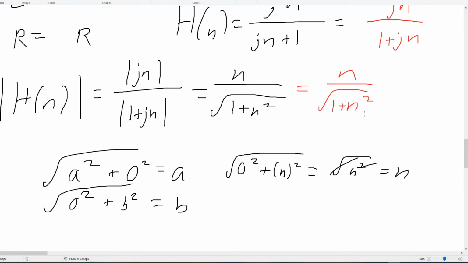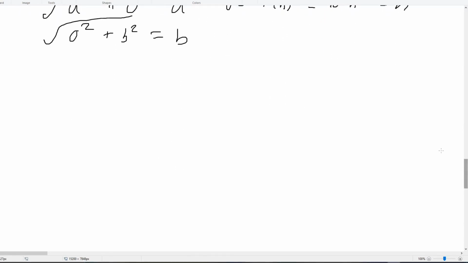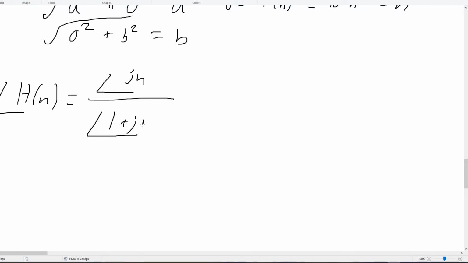Alright, so now that we have that, we can find the angle of Hn. Now the angle of Hn has a little extra step, but it's nothing too bad. So the angle of Hn, you're doing the angle of the top, so the angle of jn, over the angle of 1 plus jn.